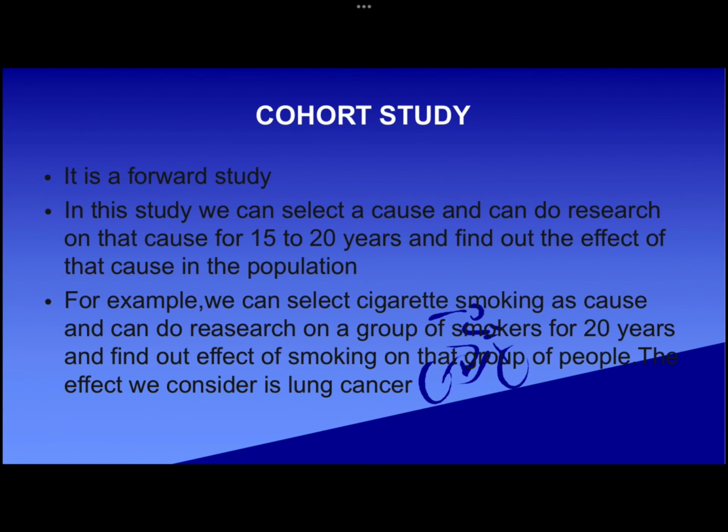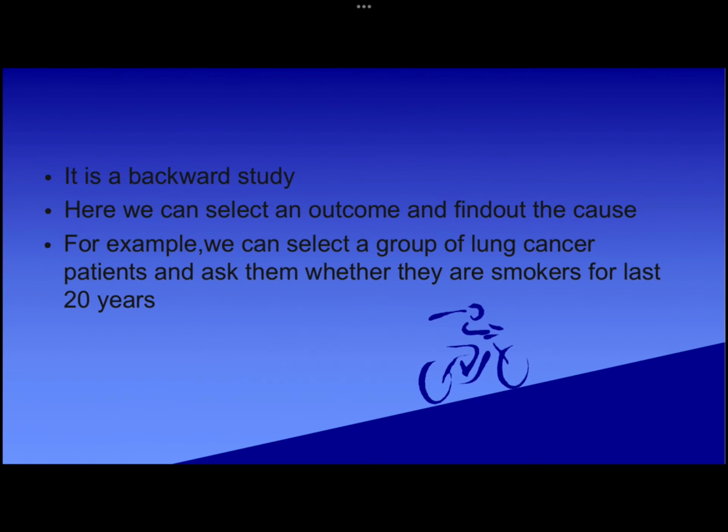First one is cohort study. It is a forward study. In this study, we can select a cause and do research on that cause for 15 to 20 years and find out the effect of that cause in that population. For example, we can select cigarette smoking as the cause and do research on a group of smokers for 20 years and find out the effect of smoking on that group of people. The effect we consider is lung cancer.